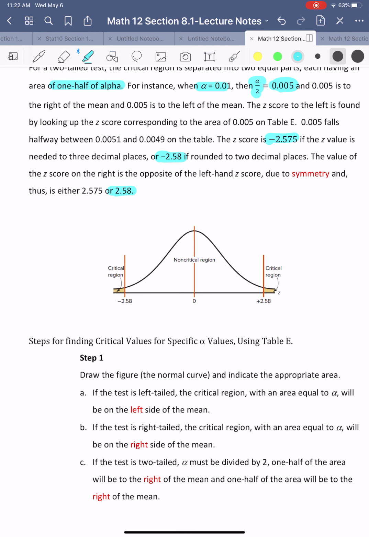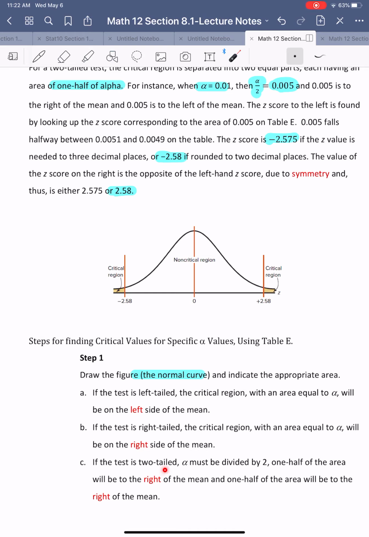Step 4, find the critical value for the specific alpha value using Table E. So draw the figure, which should be a normal curve, like the normal curve we have here, right? And indicate the appropriate area, which is this and this one. If the test is a left tail, the critical region has an area equal to alpha, which is this one. If the test is a right tail, the critical region with area equal to alpha will be on the right side of the mean.